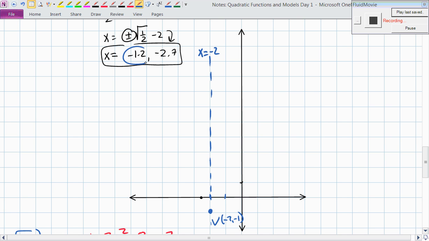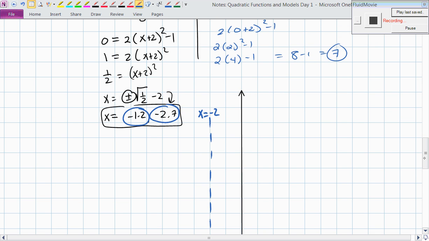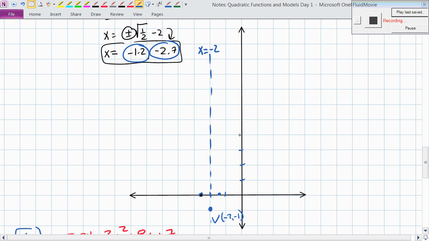I know my intercepts for x are -1.2 and -2.7. So here's -1. Here's about -1.2, right about there. And then here's about -2.7, right about over here. And I also know that the y-intercept is a positive 7. So on the y-axis, I count 1, 2, 3, 4, 5, 6, 7. So that means this point is on the graph of my parabola. Now, if this point is 2 units away on the graph to the right, then I know 2 units on the left is also on the parabola because of my axis of symmetry. Now I have all the information that I need to make a nice little sketch here of my parabola, and that's exactly what you'll be doing.